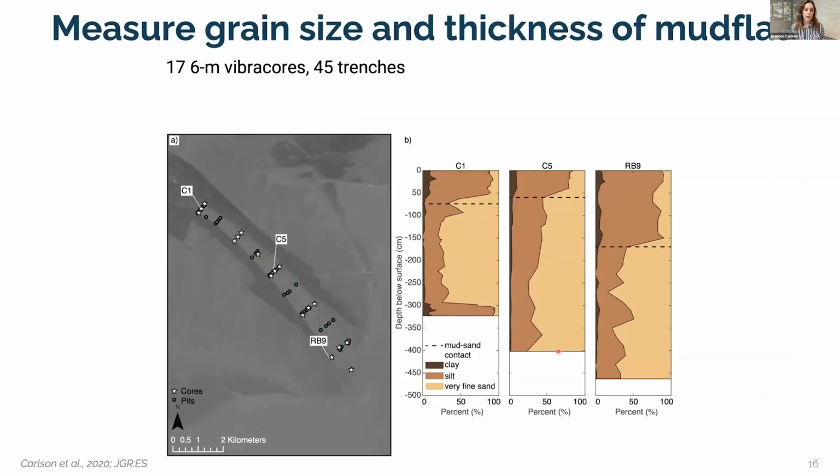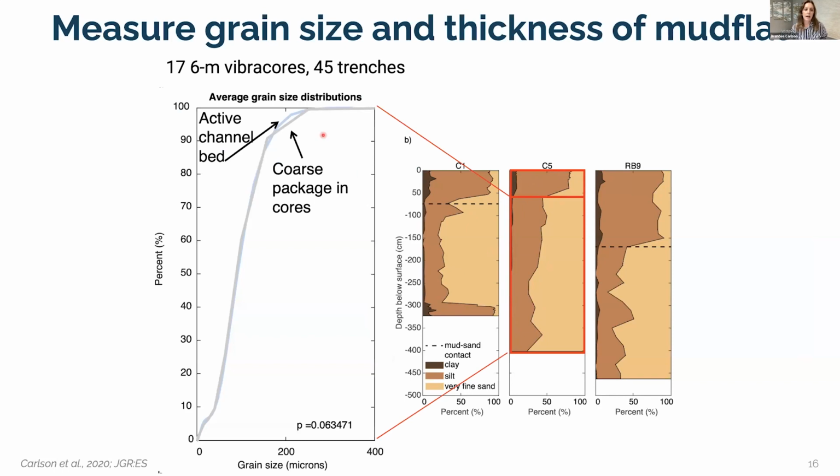Through some sediment coring that we collected, we found that there are fine sediments sitting on top of coarser sediments. The coarser sediments have a similar grain size to the active modern channel. And if we take the thickness of the fine sediments on top, we can estimate an aggradation rate of about 2.5 centimeters per year by this mechanism.